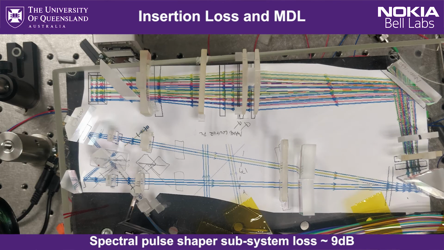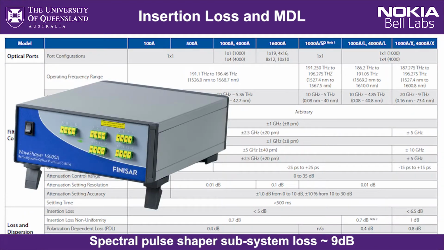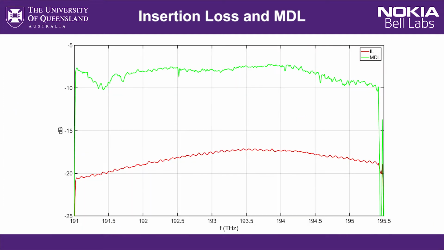The remaining 9 dB of loss is for the spectral pulse shaper subsystem itself. With some realignment, more optimized optics and more tweaking of things like the phase masks, that could be improved. For reference, a commercial multi-port spectral pulse shaper like a Finisar WaveShaper 16000A, which supports 19 ports, is currently sold as having 5 dB of insertion loss. And that kind of loss could be achievable for a device like this, even though it's got more than double the number of ports. So with some further tweaks and redesigns, you could get rid of that 3 dB of polarization dependent loss, which I'll also talk about a bit later.